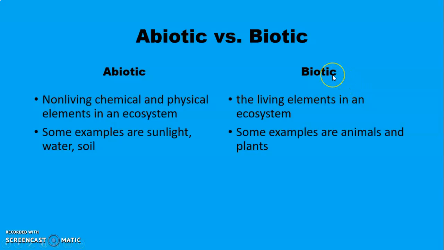The biotic factors in an ecosystem are just the opposite of abiotic. Biotic means living elements in an ecosystem. Some examples are animals and plants.